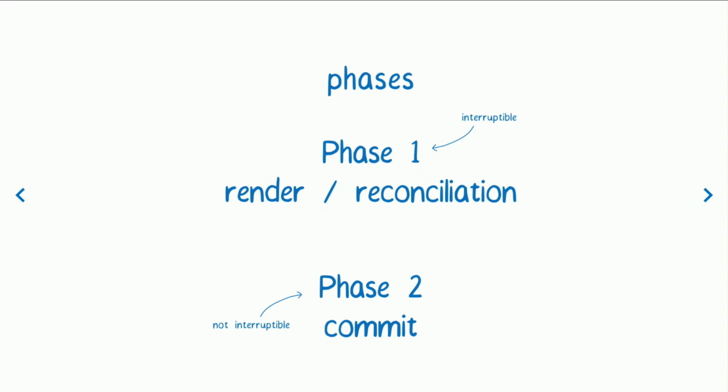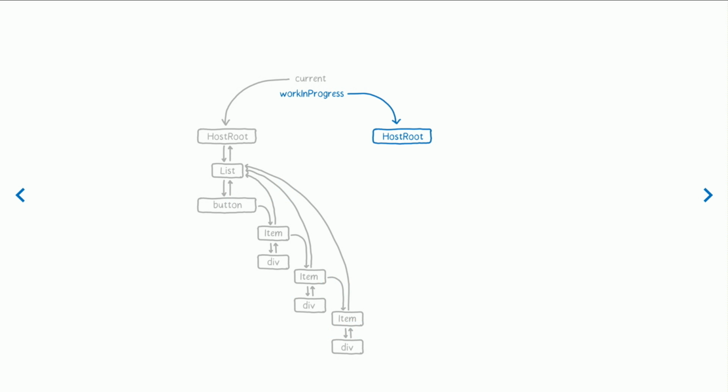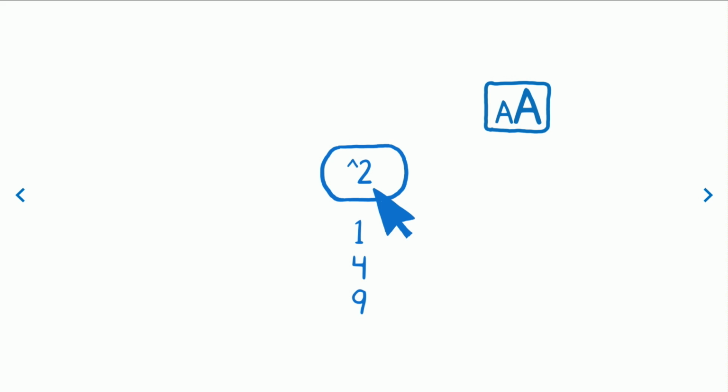So our task in phase 1 is going to be to build up this work in progress tree and figure out the changes in it. Let's start an update and see how this is filled in. So to start the update, we click the button. This calls set state.